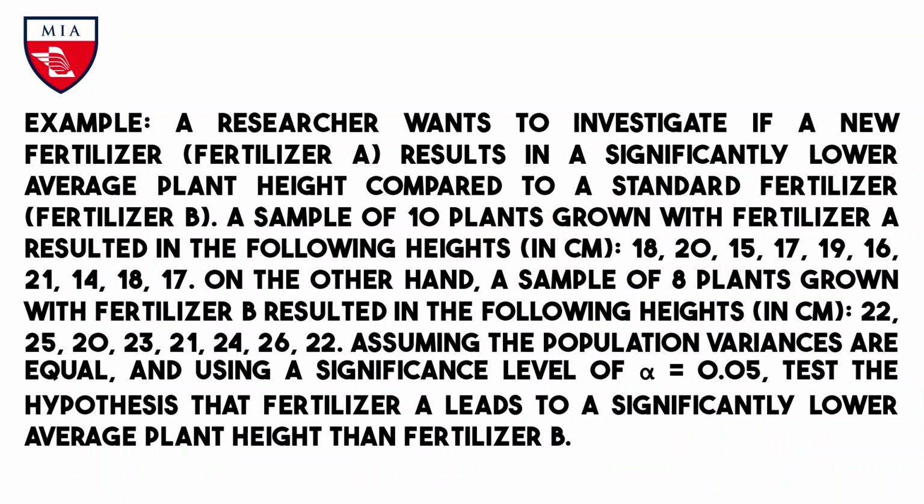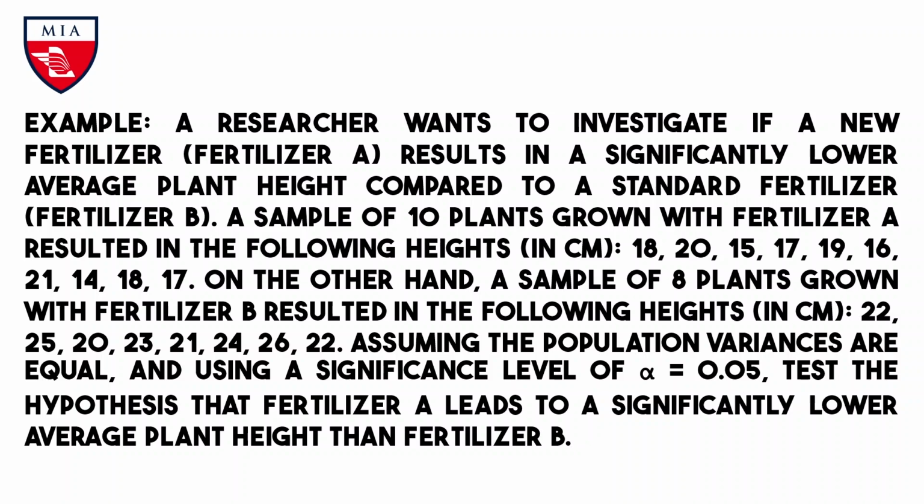Example number 2 for this topic. A researcher wants to investigate if a new fertilizer, fertilizer A, results in a significantly lower average plant height compared to a standard fertilizer B. A sample of 10 plants grown with fertilizer A resulted in the following heights: 18, 20, 15, 17, 19, 16, 21, 14, 18, 17.